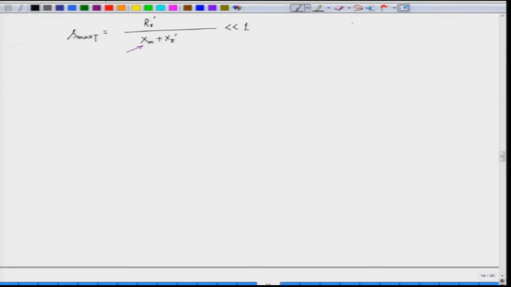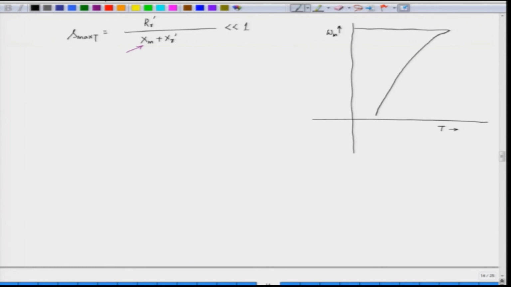Now, if we plot the torque speed characteristic of a CSI fed machine, this is omega m and the torque, and this will be the nature of the torque speed characteristic. Very low value of slip for which the peak torque occurs, and then we have a low starting torque.